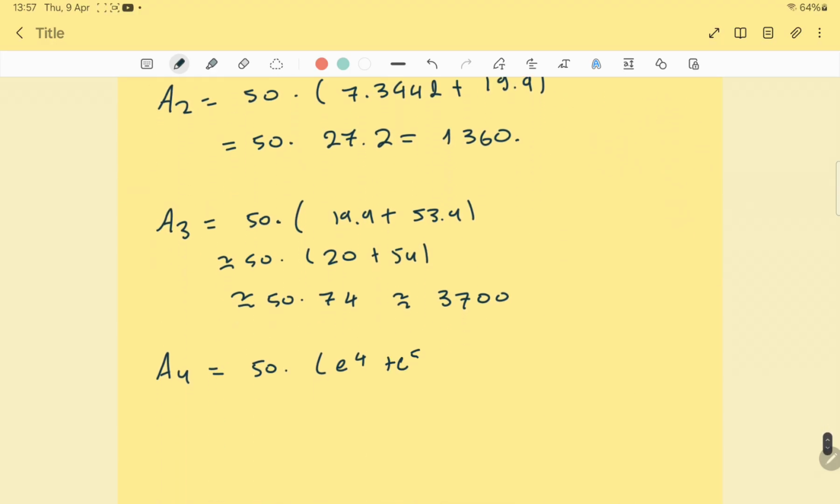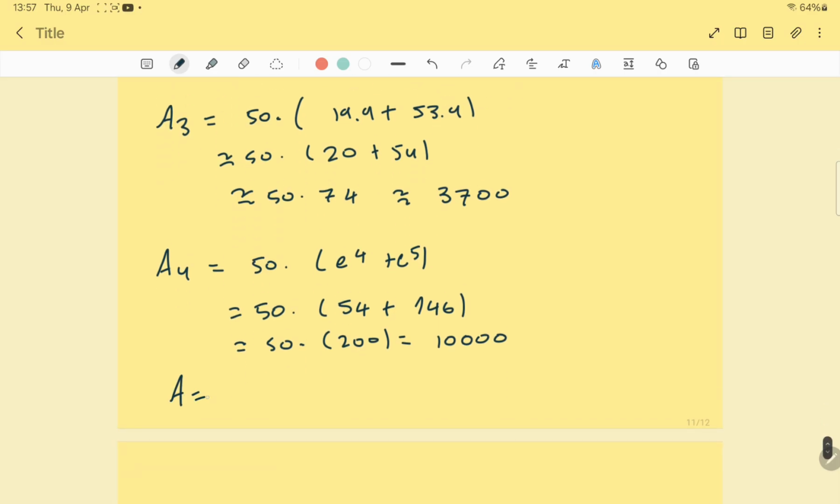And then A4 is going to be 50 times e to the power of 4 plus e to the power of 5. 2.71 raised to the 4th power is 54, plus 2.71 raised to the 5th power, which is 146. That's 50 times 200, which is 10,000.